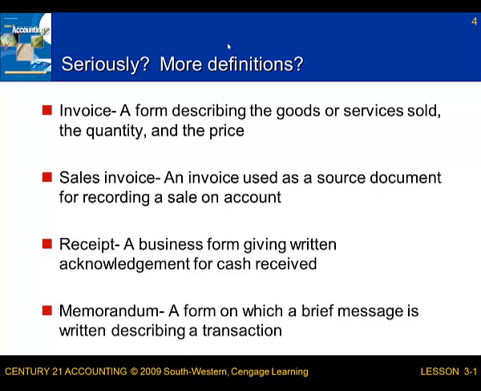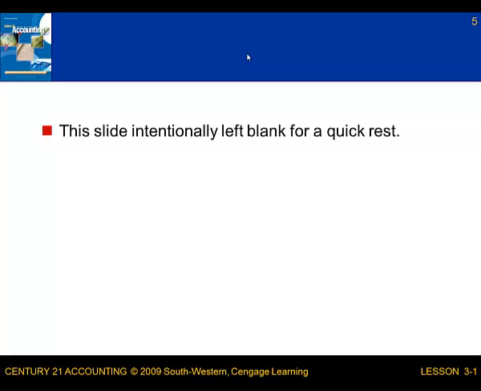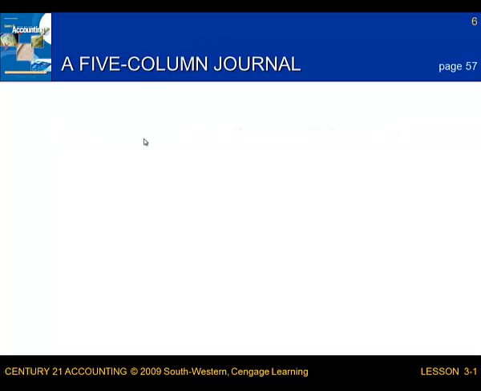Now, I threw a lot of definitions at you. These definitions will come back at some point, but I want to focus on getting the journal entries down before anything else. So the journal entries are what's really important today. This slide was intentionally left blank for a quick rest, so rest yourself, recover, because we're about to journalize and it's going to get crazy. So let's go. First thing is a 5-column journal.